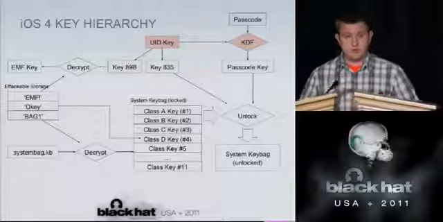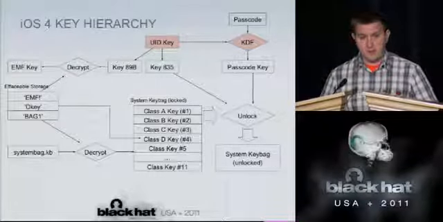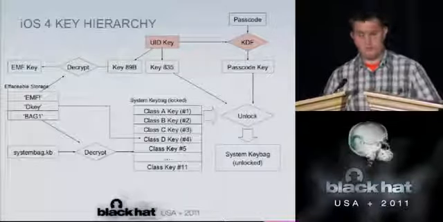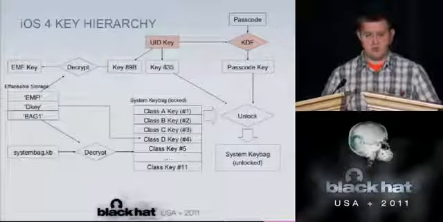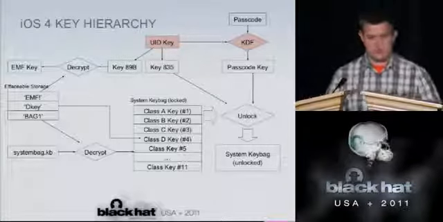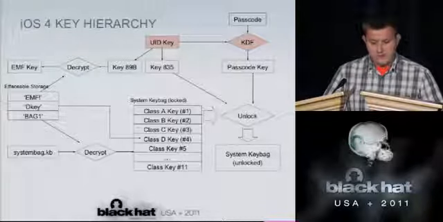And the reason it is stored in effaceable storage is because the system key bag itself is stored in a file, and the file is encrypted with this D key, and you can't really store the encryption key to decrypt the file in the file itself. This introduces some sort of conflict. You can't really decrypt it. So this is why it is stored in effaceable storage.